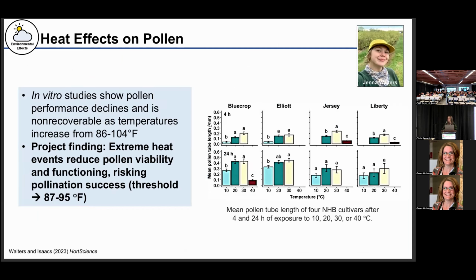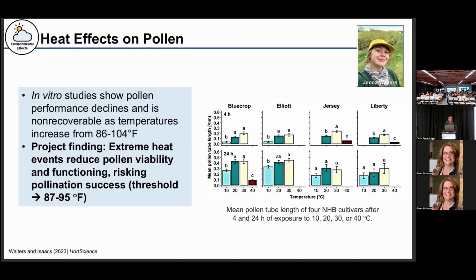Now I want to talk about heat effects on pollination. This is work done by Dr. Jenna Walters at Michigan State University. She did these studies with Petri dishes where she exposed blueberry pollen to various temperatures and observed what happened. Did the pollen germinate? Did it grow? And what she found out is once we got above 86 degrees Fahrenheit, the pollen stops growing and it's non-recoverable.